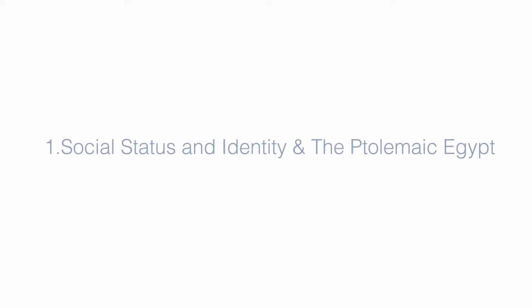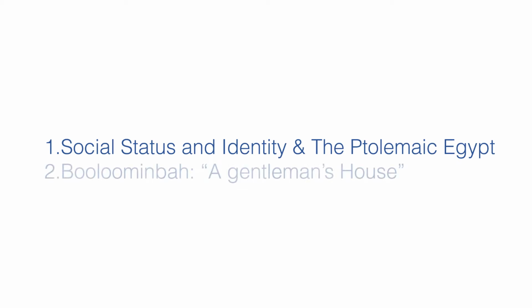This piece is divided into two main sections. Firstly, we will discuss social status and an early historical example of architecture as a symbol of social status and identity during the Ptolemaic dynasty in Egypt. Secondly, we will analyze the heritage-listed mansion Bulamimba, designed by John Hunt and built between 1884 and 1888 in Armidale, New South Wales, as a case study illustrating the argument of this work.